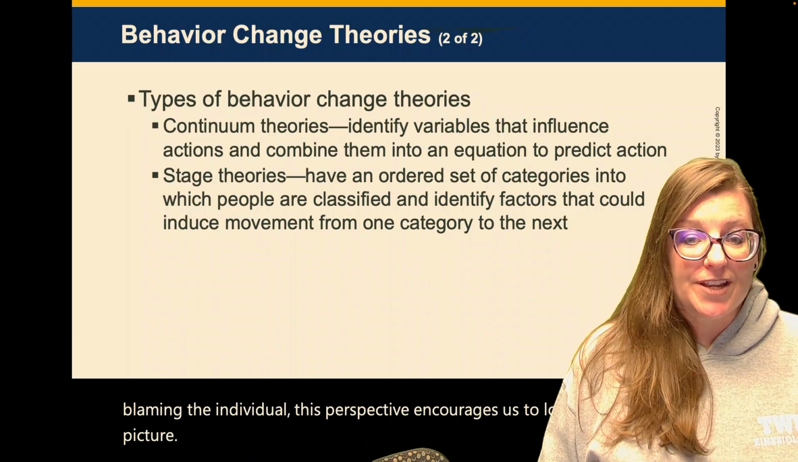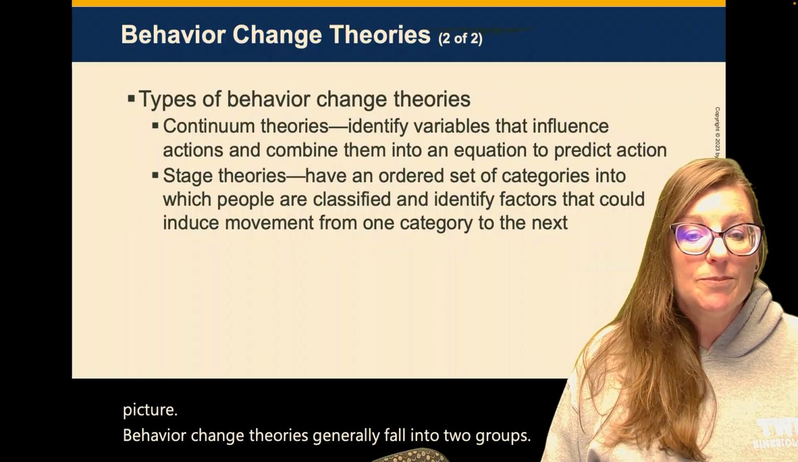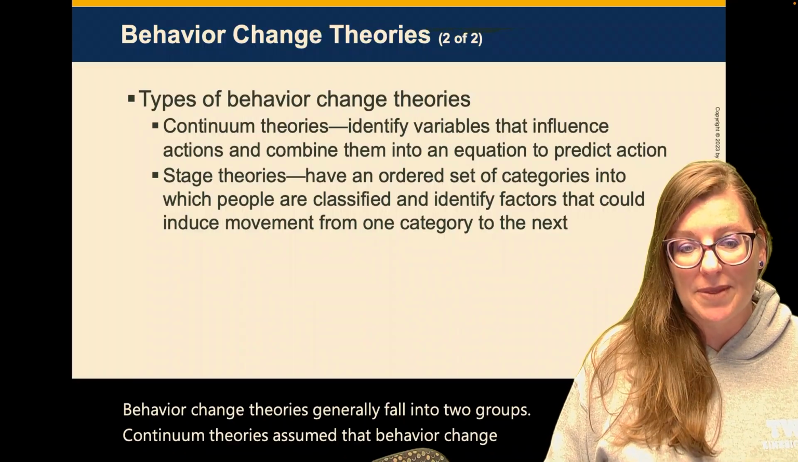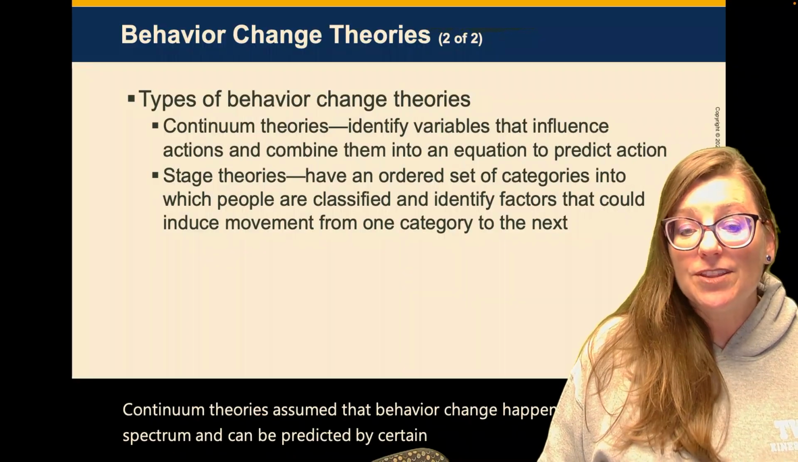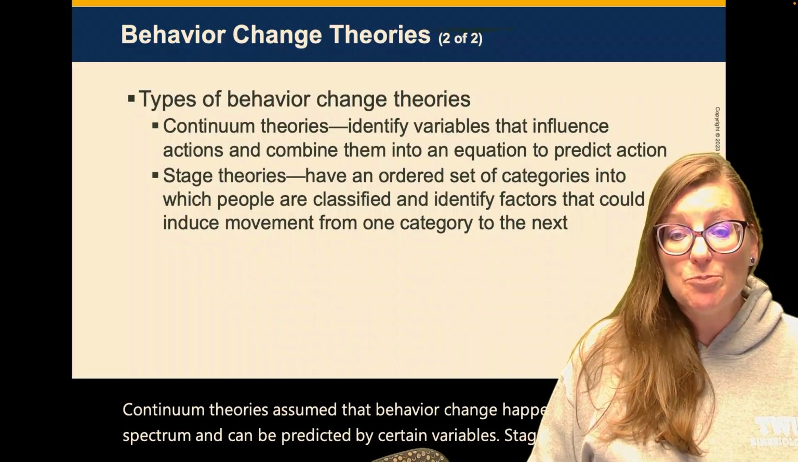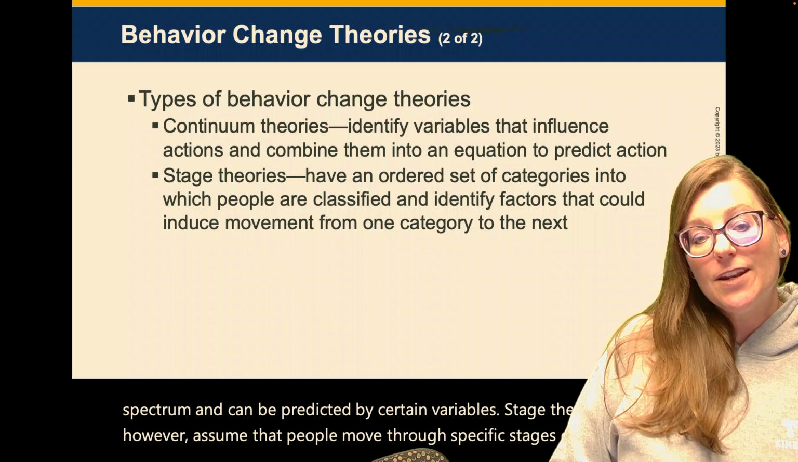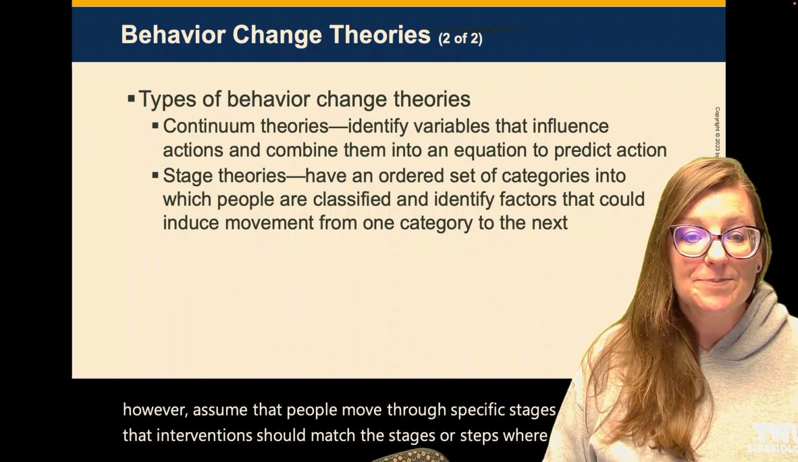Behavior change theories generally fall into two groups. Continuum theories assume that behavior change happens along a spectrum and can be predicted by certain variables. Stage theories, however, assume that people move through specific stages or steps, and that interventions should match the stages or steps where people currently are.